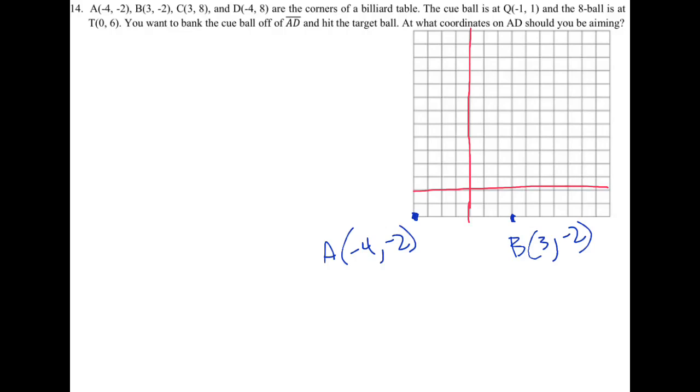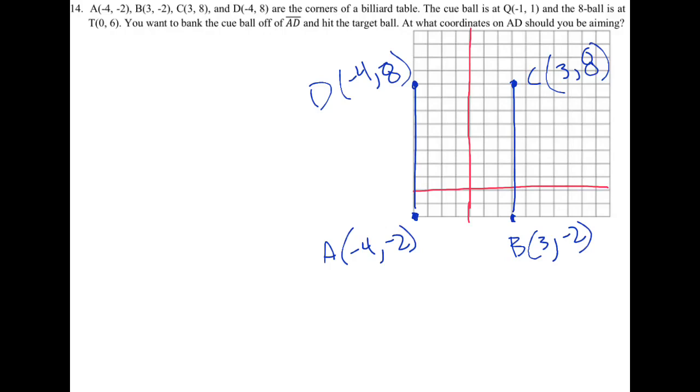B is a +3 and a -2, so right there, +3, -2, and C is a +3 and a +8, so 1, 2, 3, 4, 5, 6, 7, 8, right there. I hope I just counted correctly. C, 3, 8. And then finally, D is at -4, +8. So right there, finishing that off, making ourselves a nice rectangle.